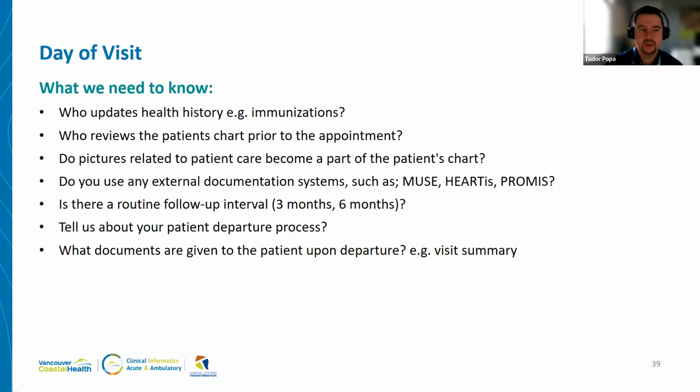Okay. Is there anyone else who usually reviews the chart prior to the appointments? Besides, I guess it'll be you, Dr. Moulson, and the other cardiologists, or is there anyone else that needs to review the chart? No, that would be us. Do pictures related to the patient care become part of the patient's chart? Do you ever have to take photos of the patients? I can't think of instances that we have. Yeah, we don't really take photos. No.